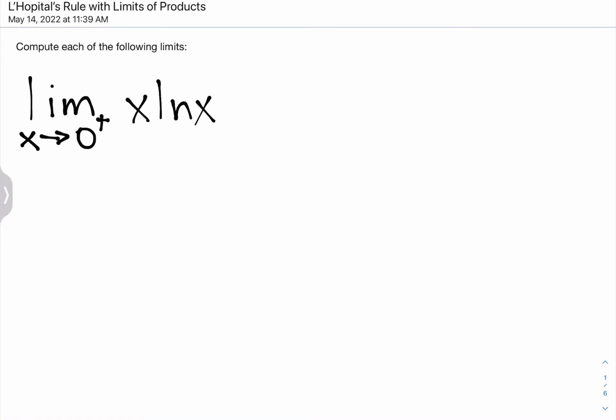Now that we know how to use L'Hopital's rule with limits of quotients, let's try and apply it for limits of products. Okay, so let's say we're trying to find the limit as x approaches 0 from the positive direction of x times the natural log of x. Okay, so if we were to plug in 0 for x, we would get 0 times the natural log of 0.